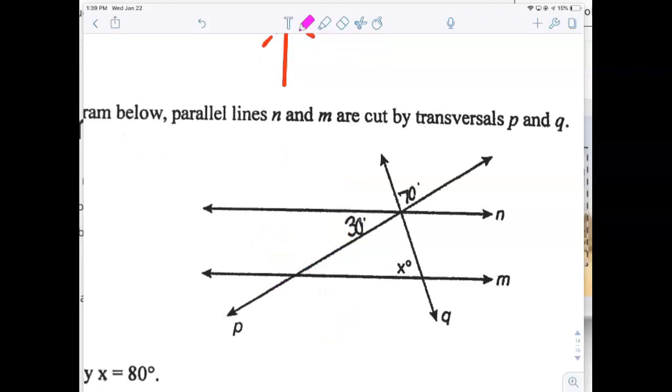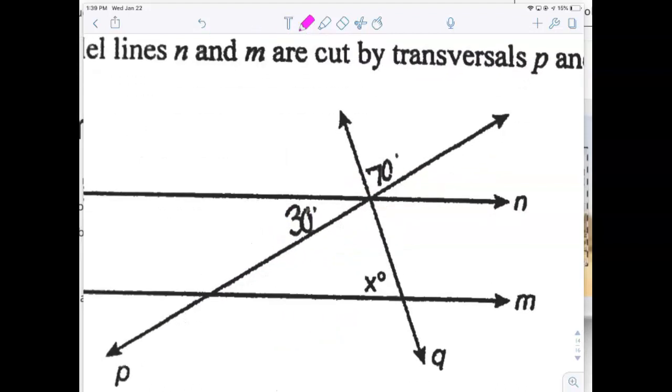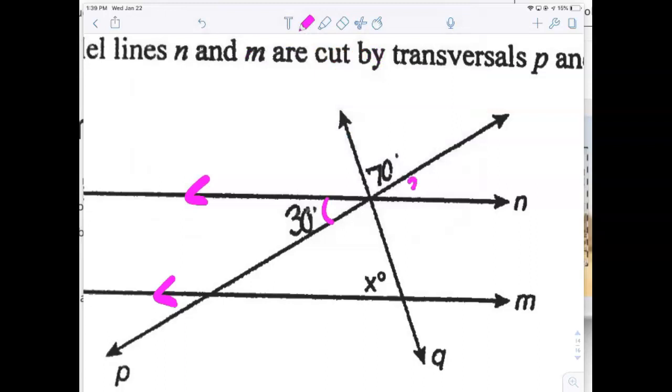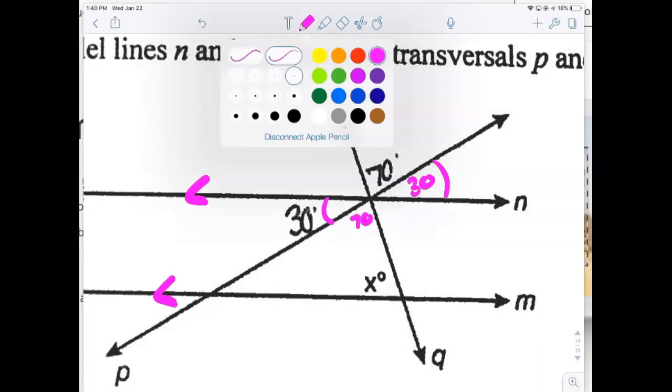Take a look at number 3. Based on this picture, we have parallel lines cut by a couple different transversals. And let's figure out everything we know here. 30 is vertical with this, so that would be 30 as well. 70 is vertical here, so that would be 70 there. Now you also have another 30.